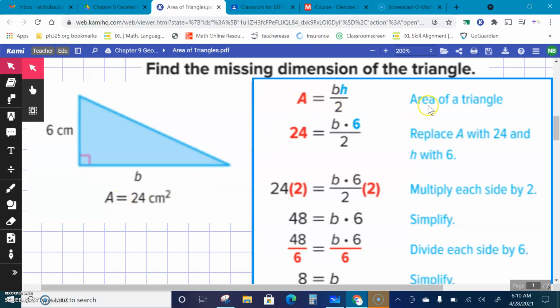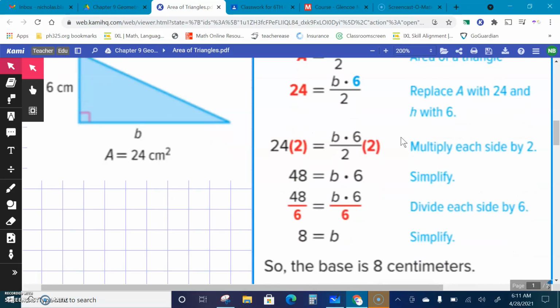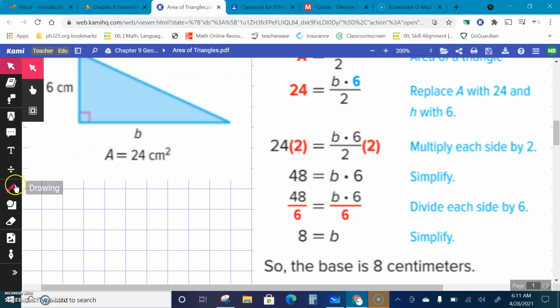If you look here, we pulled up our formula for the area of a triangle, which is area equals base times height divided by 2. They replaced A with 24 right there, and they replaced the H with the 6. So that's step 2. You guys are going to be having multi-step questions. Now, in order to get rid of that 2 in the denominator, you just multiply by 2. So we're multiplying by 2 here, and what happens is, let me get my pen.